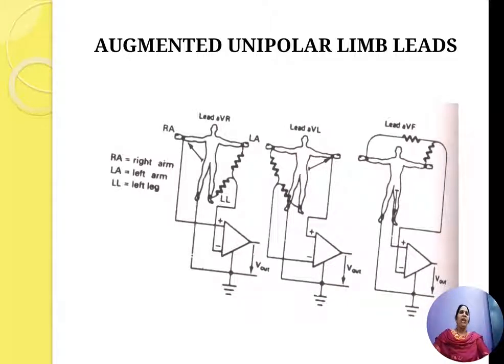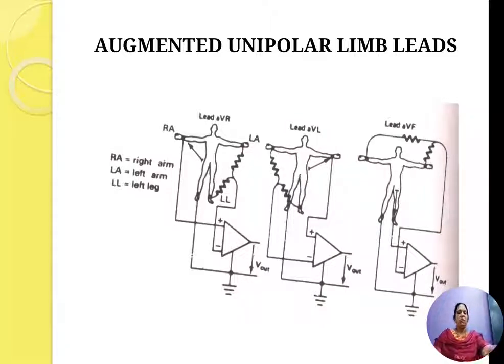Then lead AVF, that means augmented voltage foot. One of the terminals is from the foot, and the central terminal can be formed by connecting the left arm and the right arm using resistors. That terminal is connected as an input to the operational amplifier, so you get the output voltage.